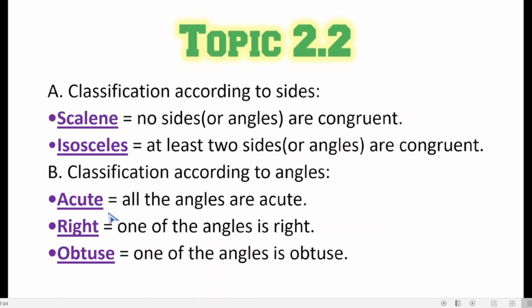Now for the angles, we have acute, meaning that the measure of all the angles are acute, less than 90 but greater than 0 degrees. For right, one of the angles is right, or 90 degrees, and obtuse if one of the angles is obtuse, or beyond 90 but less than 180 degrees.